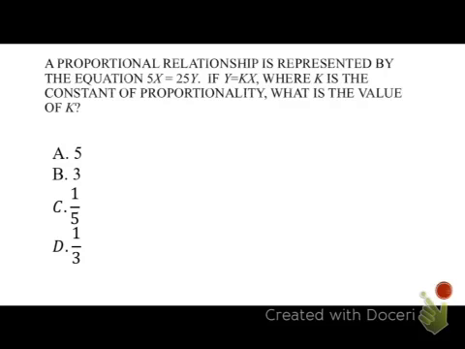A proportional relationship is represented by the equation 5x equals 25y. If y equals kx, where k is the constant of proportionality, we want to know what is the value of k. If you notice in the format y equals kx, we have an equation that is similar, and we can just rearrange the items where we have our y on the left and our x on the right.